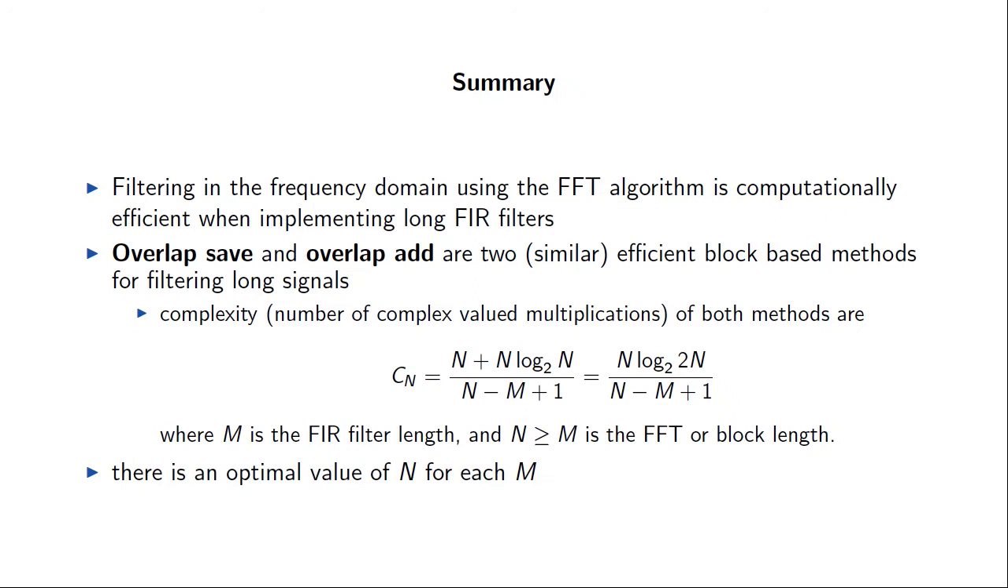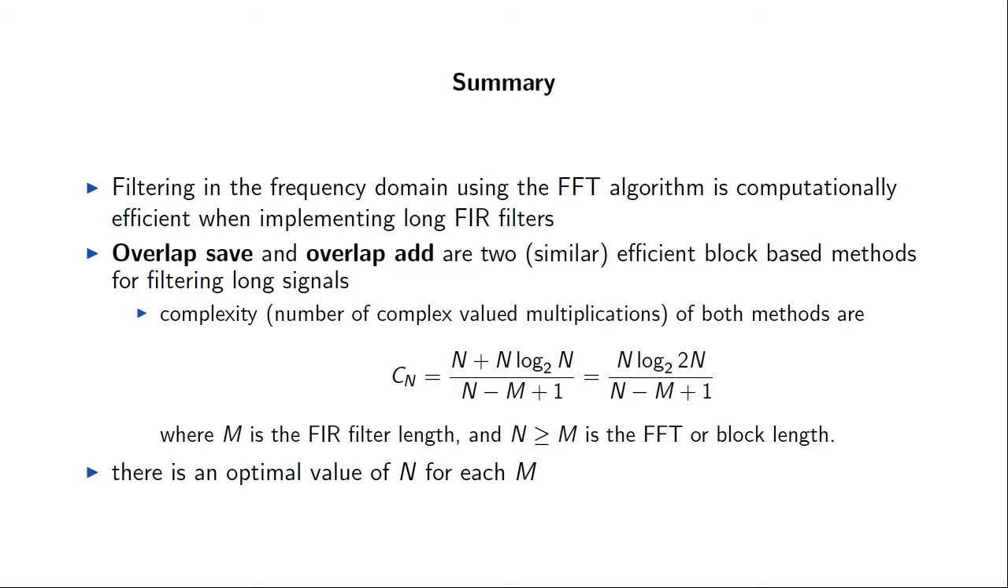To summarize, what we've seen in this video is that even for very long input sequences, we can use the fast Fourier transform to efficiently compute the filtering operation in the frequency domain, or to filter in the frequency domain. And the way to do this is to take the input signal and divide it into overlapping blocks. And there are two very similar ways that we can do this. One is overlap save and one is overlap add, and we saw how these two methods worked.